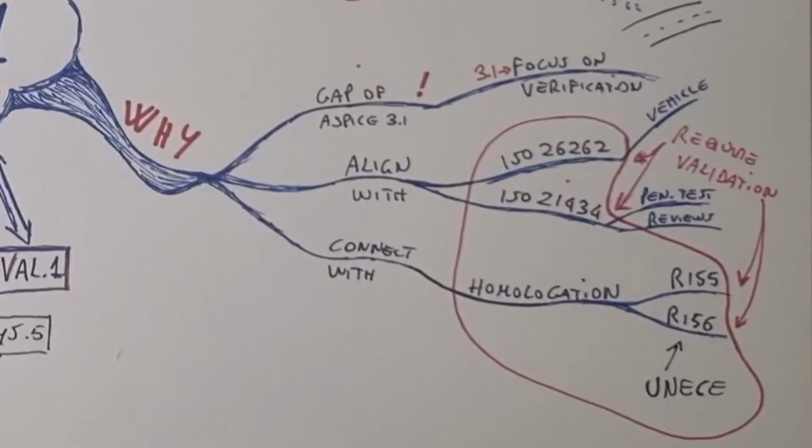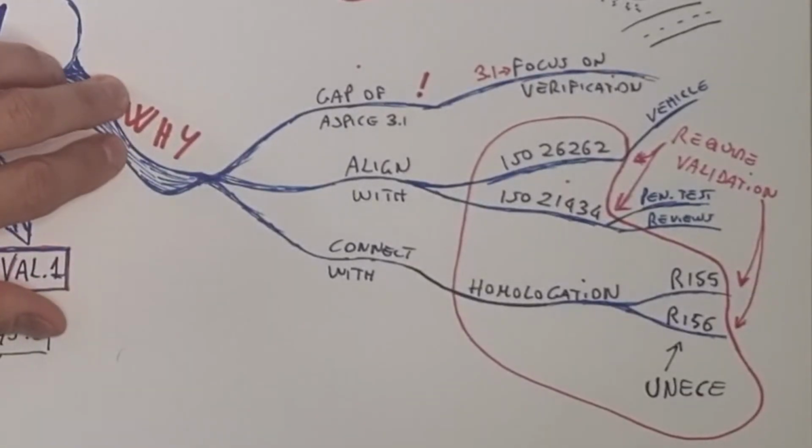Let's go now to the second point. Why was Validation 1 introduced in Automotive SPICE 4.0? There are three different reasons.